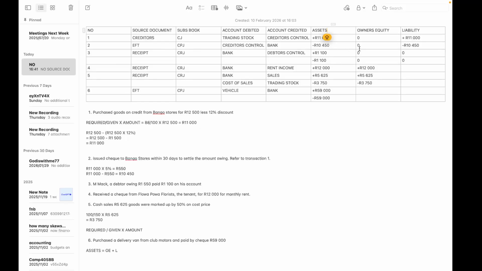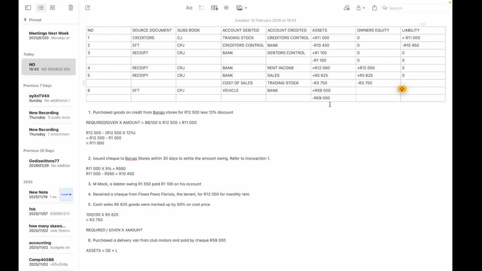Minus 10,000 equals 0 minus 10,000. Again, it's balancing out. Plus 1,100 minus 1,100 equals 0 plus 0. Again, it's equal. Number 4, with the rent, it's going to be assets plus 12,000 equals owner's equity plus 12,000 plus 0, because nothing affects our liabilities. Likewise, with our sales, plus 5,625 equals plus 5,625 plus 0, because nothing affects our liabilities.